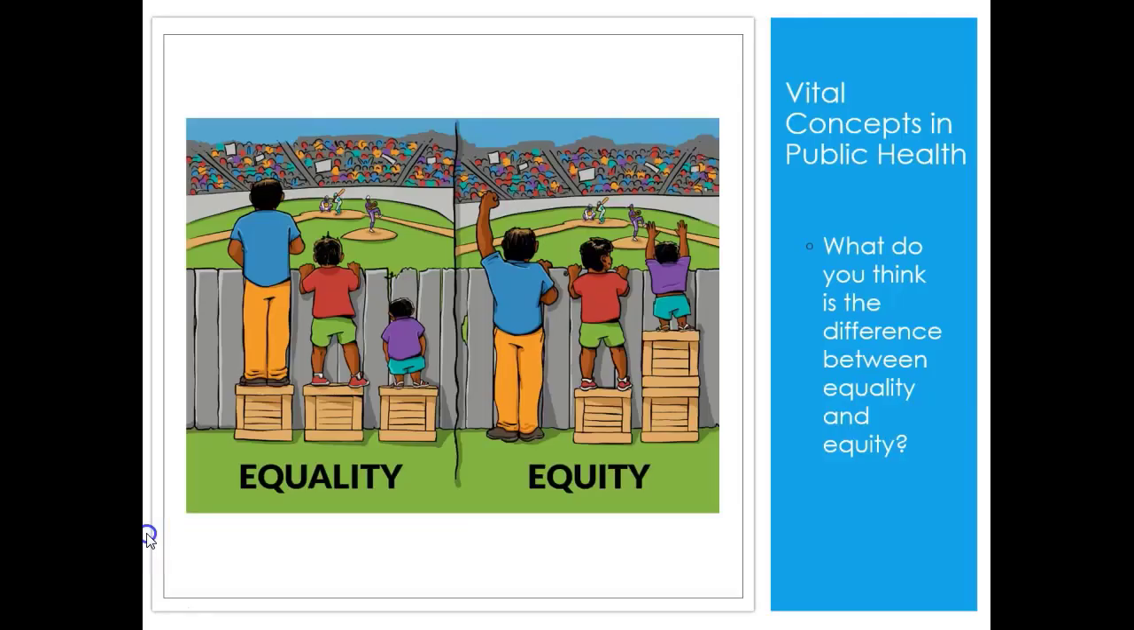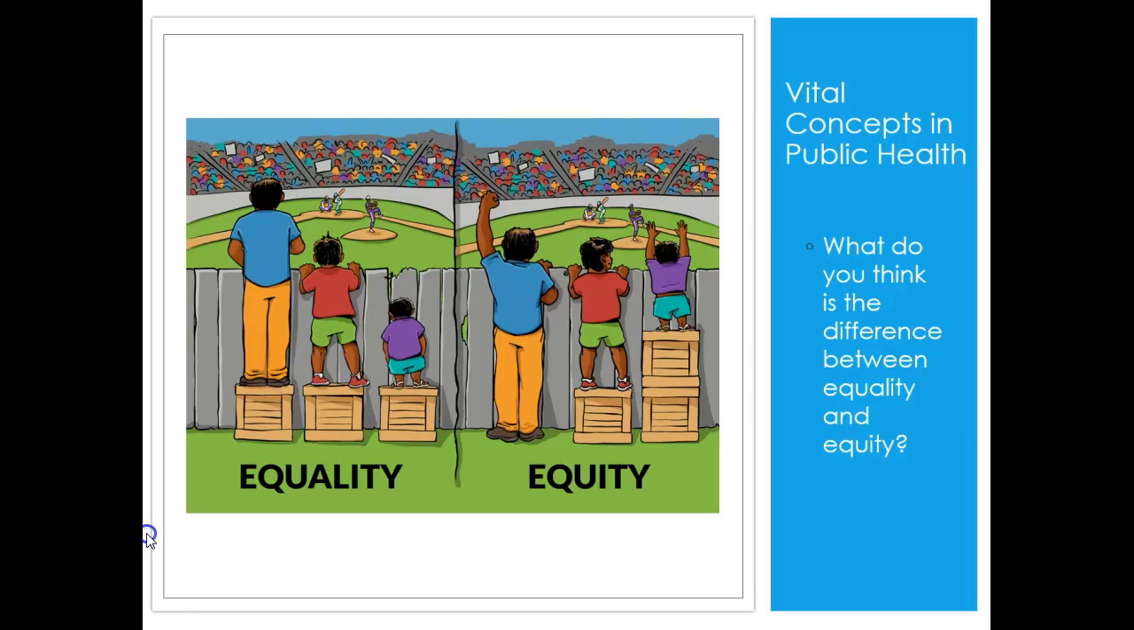Equality versus equity. We hear the word equality all the time. America is all about equality. Equality would say that everybody gets the same thing. So in this example, you have a baseball game going on, and there's a fence, and everyone got the same size box. But you can see that that's not what everyone needed. In truth, the taller gentleman didn't need a box at all, and the smaller gentleman actually needed more than one box. That would be equality, but what public health strives to achieve is what we will call equity.